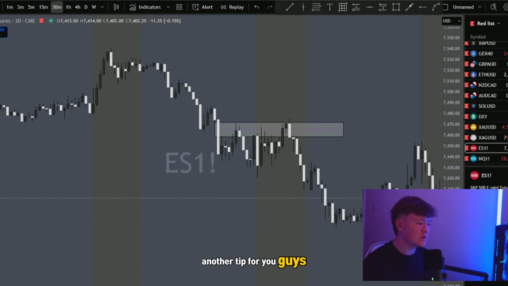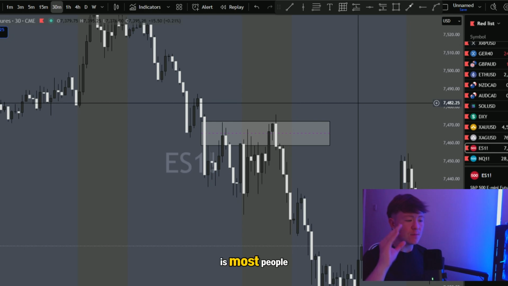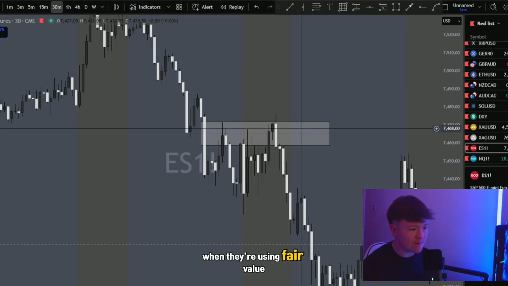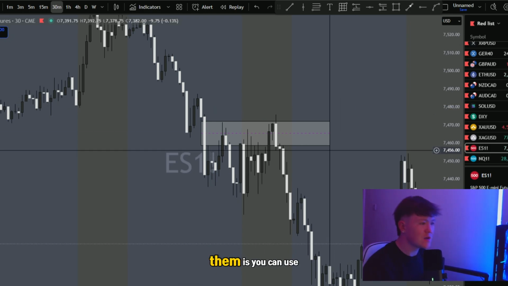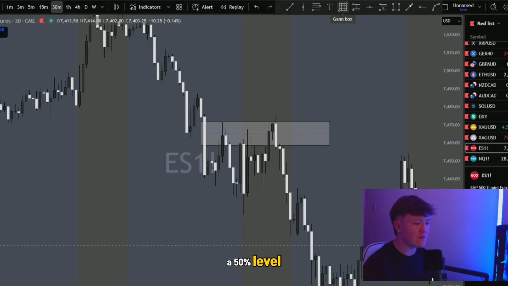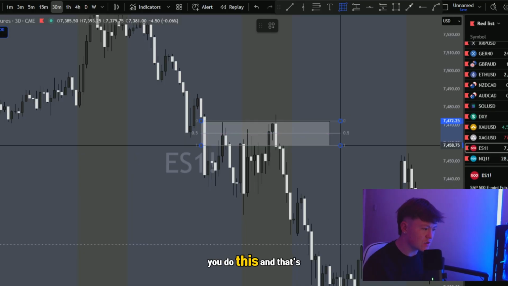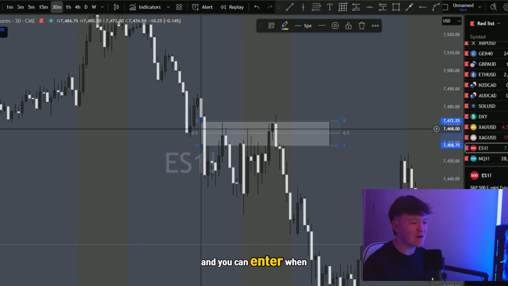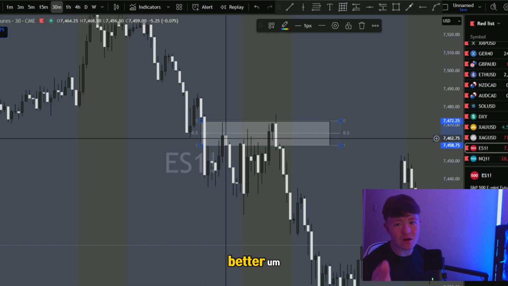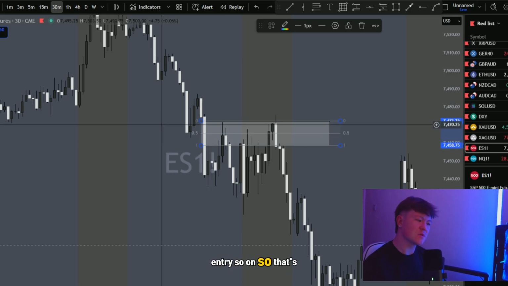Another tip for you guys, when I use fair value gaps, is you can use a 50% level. So obviously, as you can see in this fair value gap, you do this, and that's 50% of it, and you can enter when it hits 50%, and it gives you a better entry. So that's another tip.